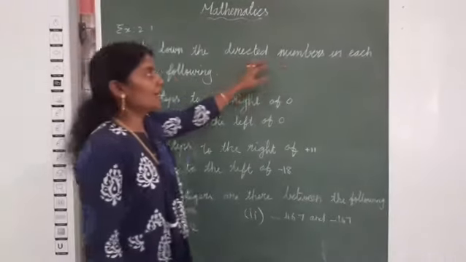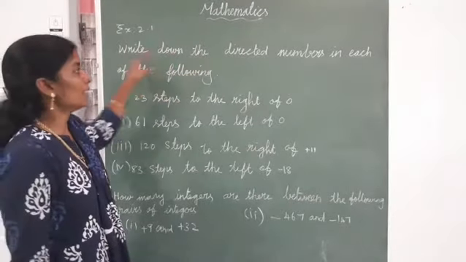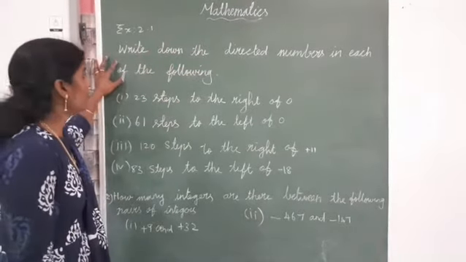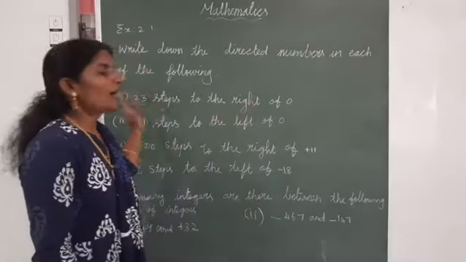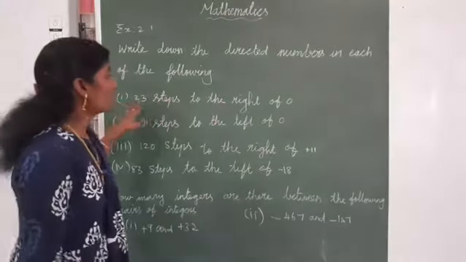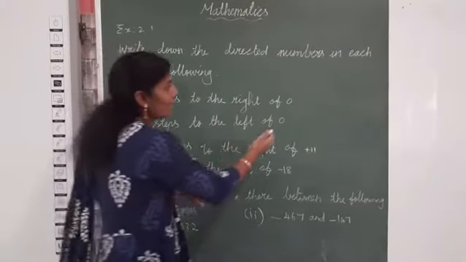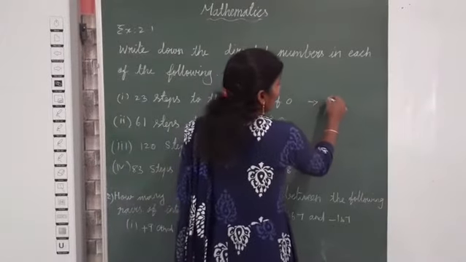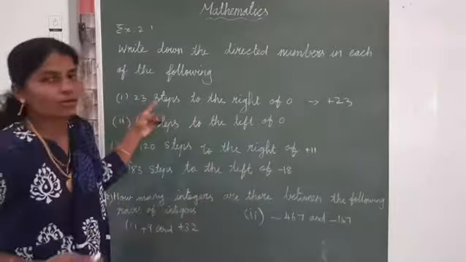Okay, exercise 2.1. Write down the directed number in each of the following. 23 steps to the right of 0. Right of 0 means always positive, isn't it? 23 steps to the right of 0 means the answer is positive, plus 23 steps.